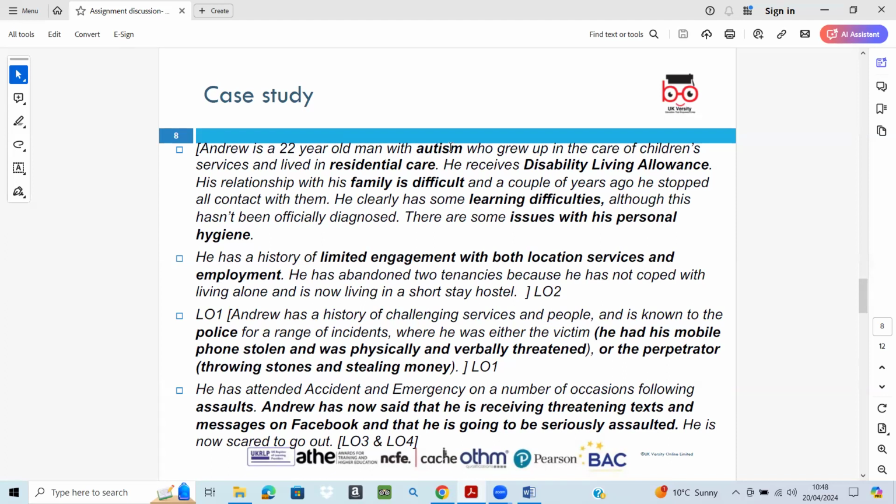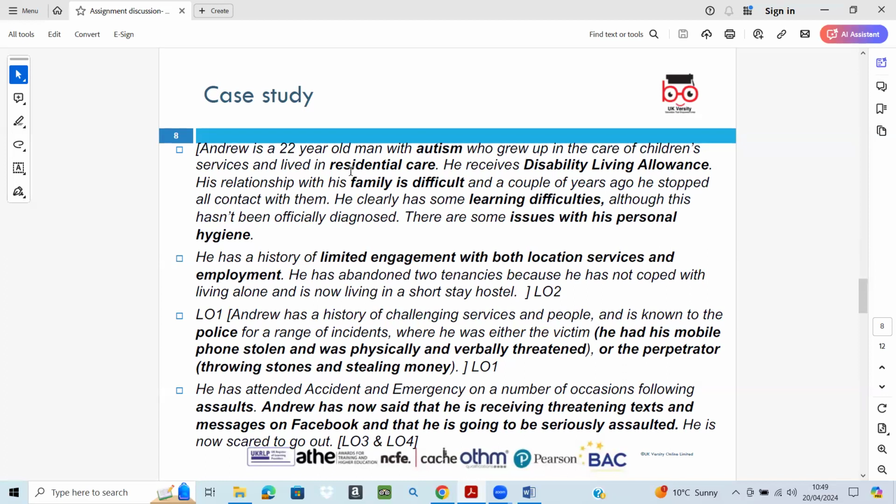For example, here autism is highlighted in bold. So that is a keyword we need to consider. If we miss that word and we are creating a report on Andrew, then we could have written something out of our own mind. So that is not correct. It's mentioned in the assessment criteria that the report should be based on Andrew, a 22-year-old man with autism. So we always look for the keywords, whether they are highlighted in bold or not.